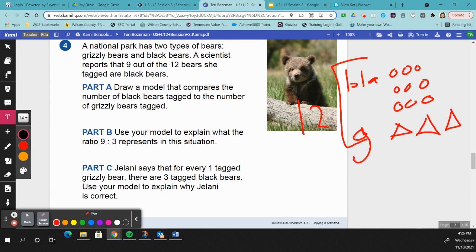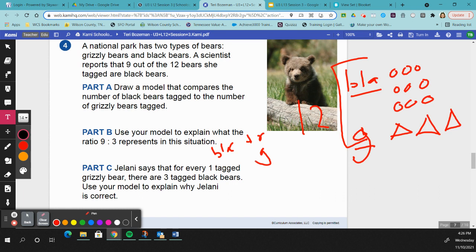And it says draw a model that compares the number of black bears tagged to the number of grizzly bears. Well, that's what I did over here. I drew my model. Part B says, use your model to explain what the ratio 9:3 represents. Well, 9 is my black bears, right? Grizzly bears is 3. So it represents black bears to grizzly bears.